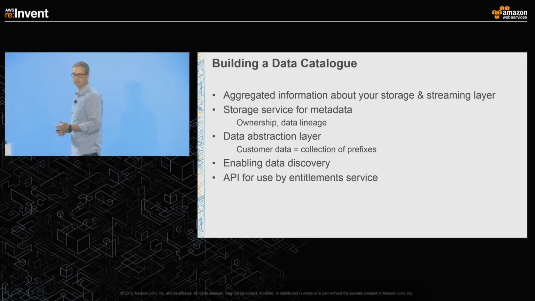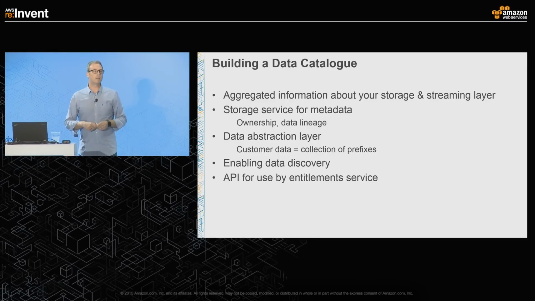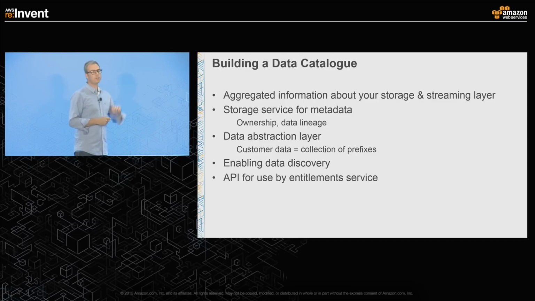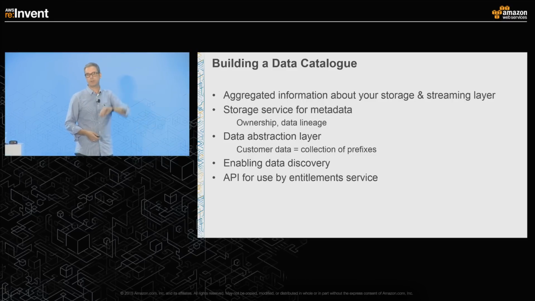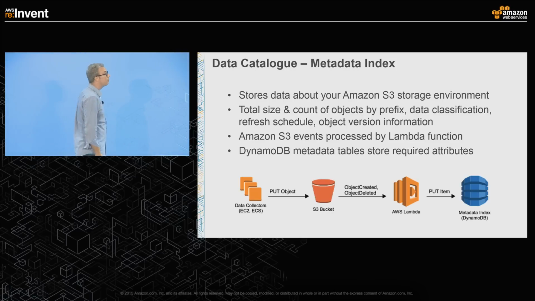And so the data catalog is this abstraction layer that lets us start to consider the idea that we should be able to identify customer data that's more than just a prefix on S3. It's a collection of prefixes. It's multiple regions of S3 even. And this will help us to use our resource-oriented approach to expose this data back to our customers, and it gives us a really nice API for our entitlements system.